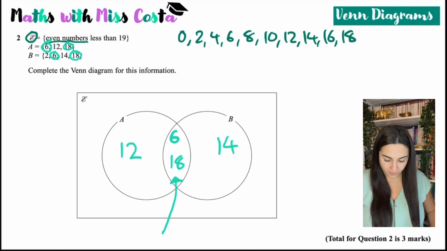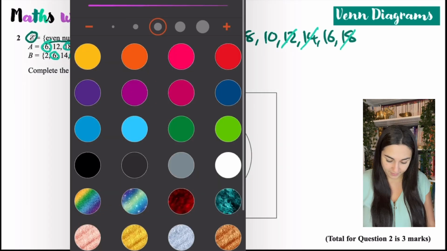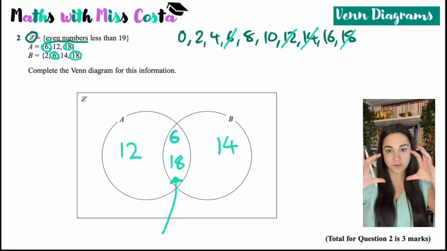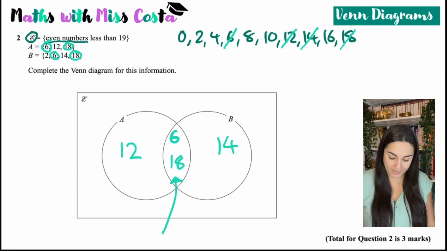So let's cross out what I've used so far. I've used 6, 12, 14 and 18. And then I've got all of these numbers left over that also need to go in the Venn diagram. So I just put them on the outside. If they don't fit in either of the circles, they go on the outside. They're still part of the universal set, just not inside A or B.